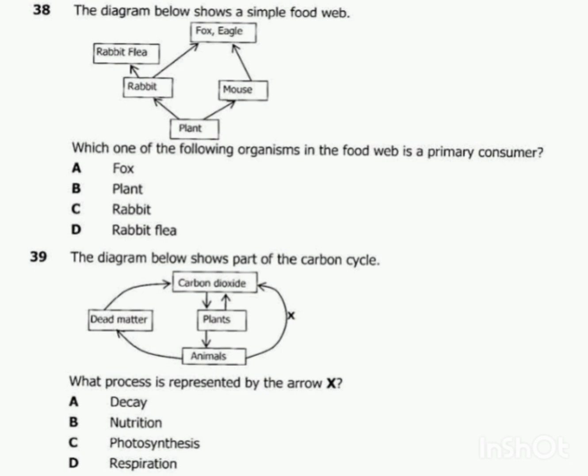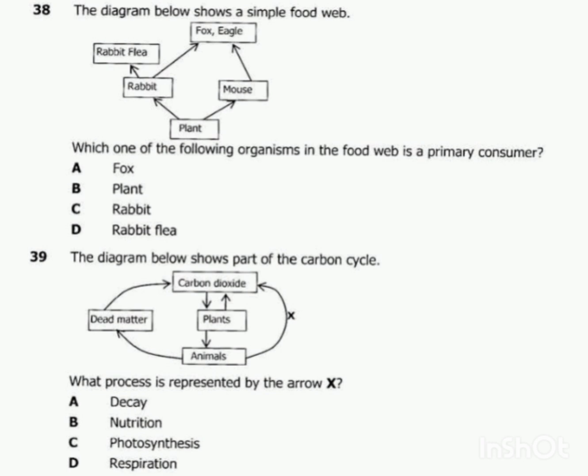Now the question is saying, what process is represented by the arrow X? As you can see there, an animal is undergoing a certain process, then that animal is producing carbon dioxide to the atmosphere. So the process in which animals release carbon dioxide is respiration. So the correct answer for question number 39 is respiration.